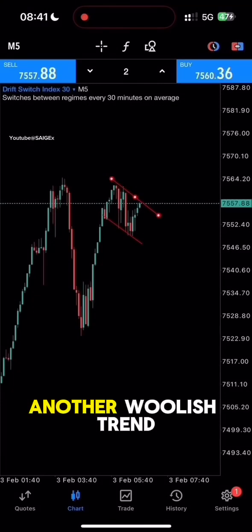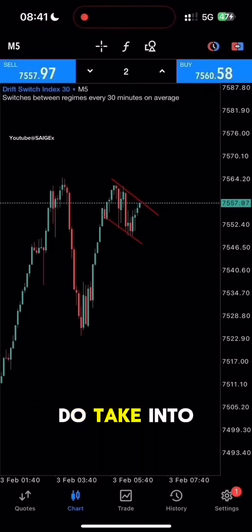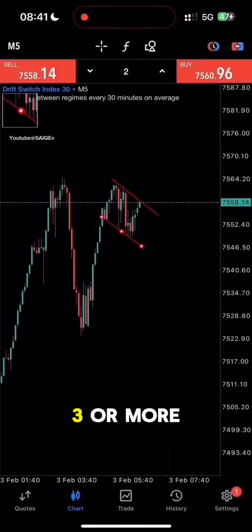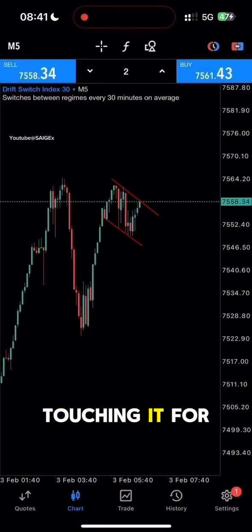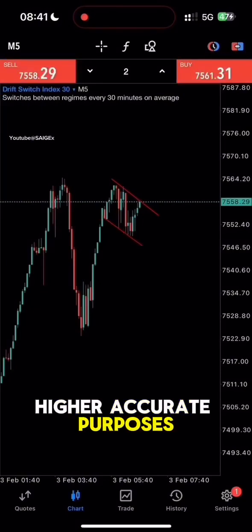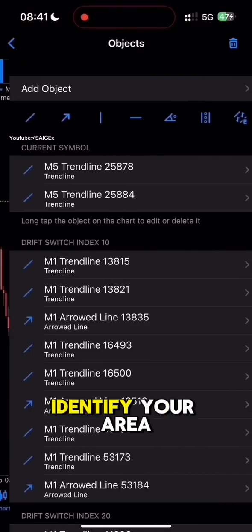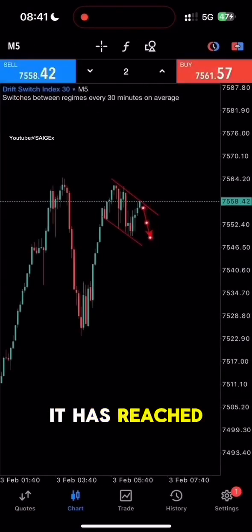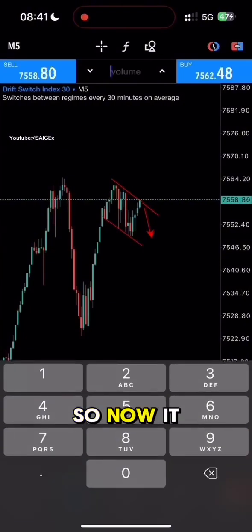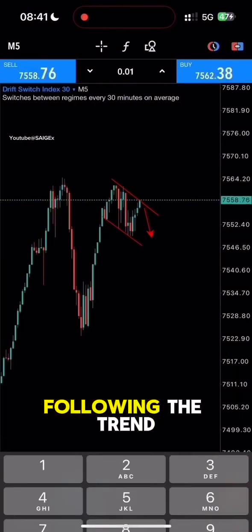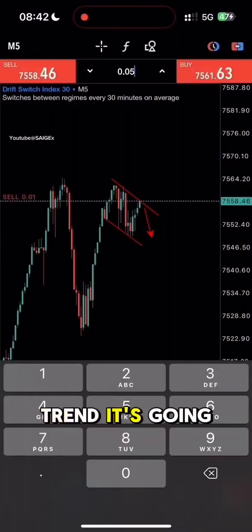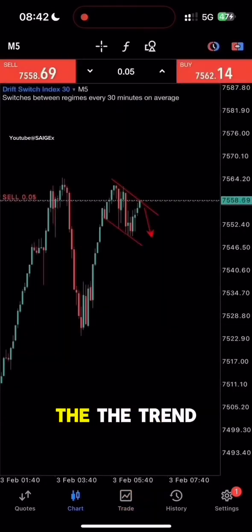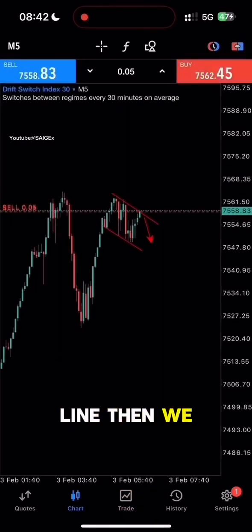We have got another bullish trend as well. Do take into consideration again that the trend line has three or more candles touching it for higher accuracy. So when you identify your area of confluence, you would see that here it has reached the top liquidity. So now it has to go back, following the trend. In the trend, it's going like a ladder, up and down until it breaks the trend line. Then we do another plan.